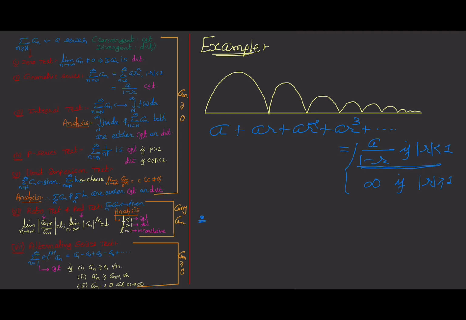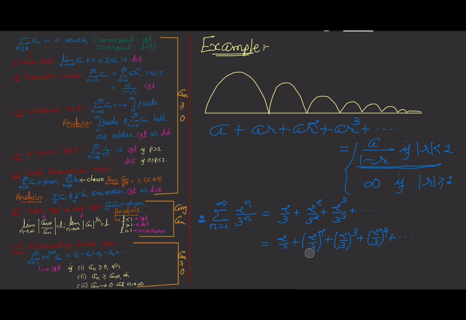So for example, if I would ask the question, what is the summation 2 raised to n upon 3 raised to n when n is running from n is equal to 1 to infinity? Then if you observe this, then when n is equal to 1, this is 2 upon 3. When n is equal to 2, this is 2 square upon 3 square. When n is equal to 3, then this is 2 cube divided by 3 cube and so on. This can be represented by 2 upon 3 plus 2 upon 3 whole square plus 2 upon 3 whole cube plus 2 upon 3 whole raised to 4 and so on.